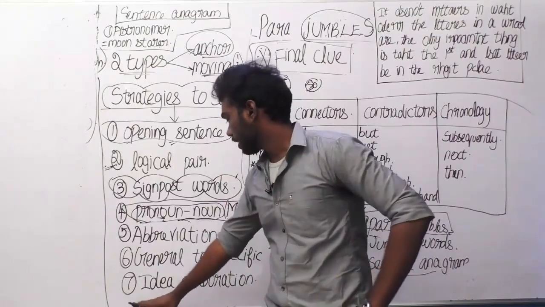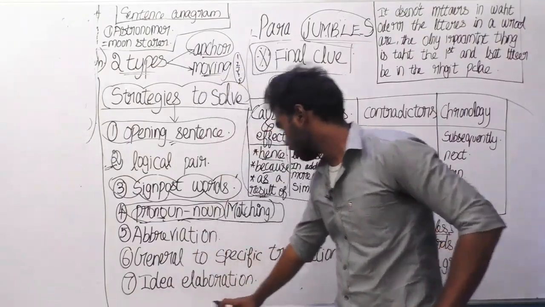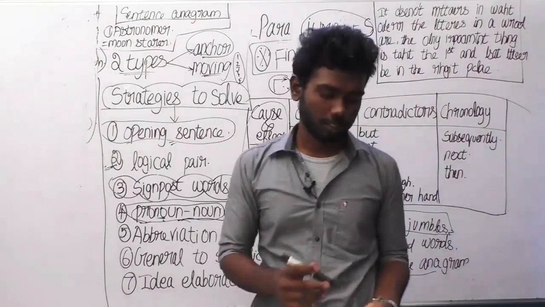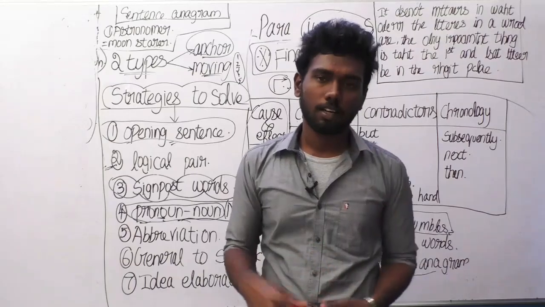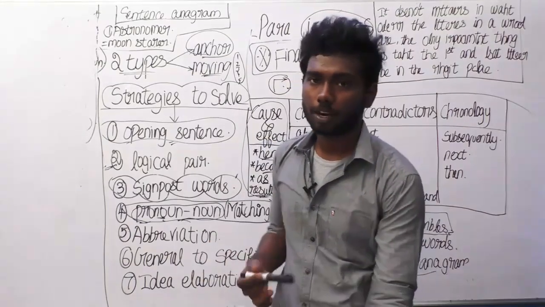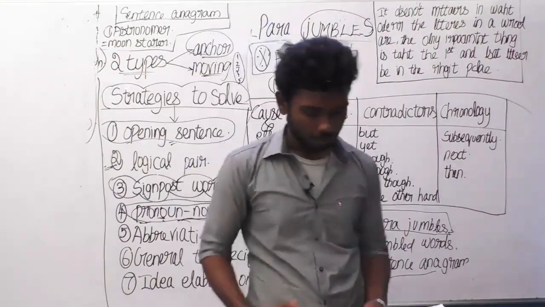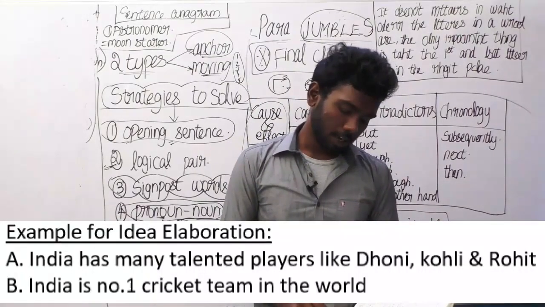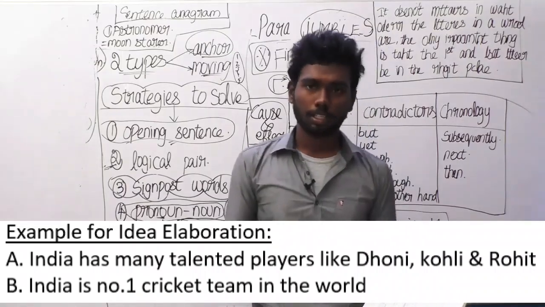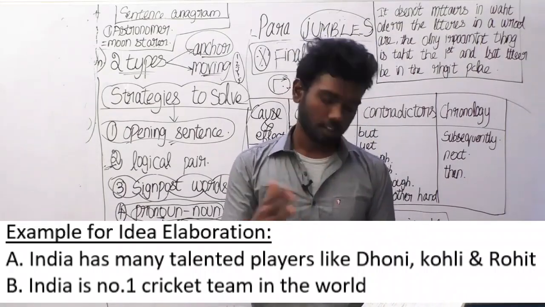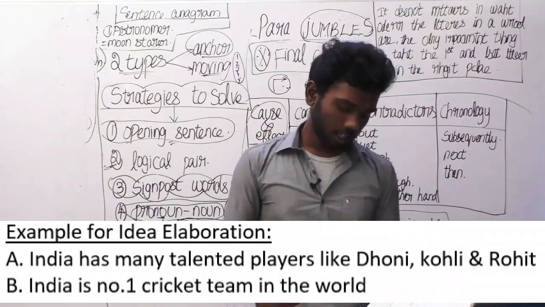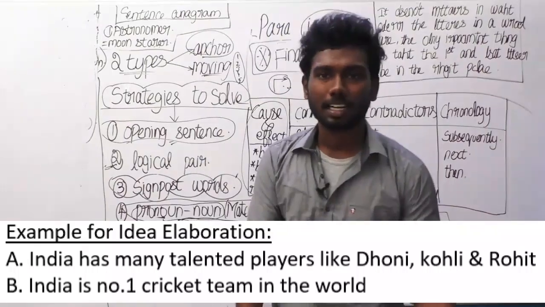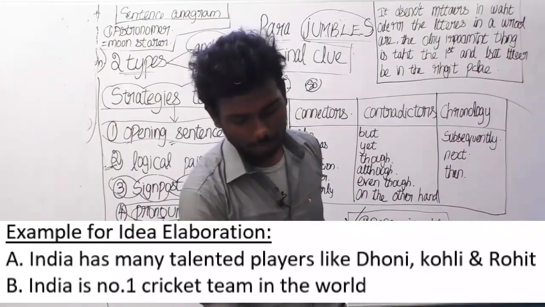The next clue is clue number 7, idea elaboration. What do you mean by idea elaboration? Before explaining this, I will give you an example. Note this example, it will be easy for you. Sentence 1: India has many talented players like Dhoni, Kohli and Rohit Sharma. The second sentence: India is the number 1 cricket team in the world. This is a claim given here.